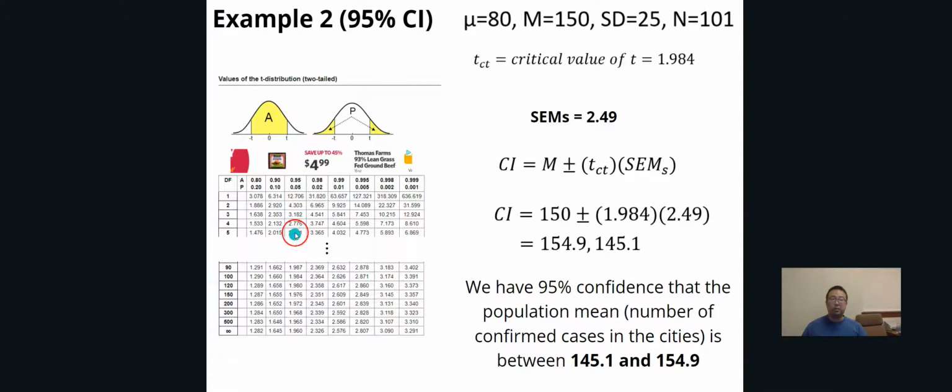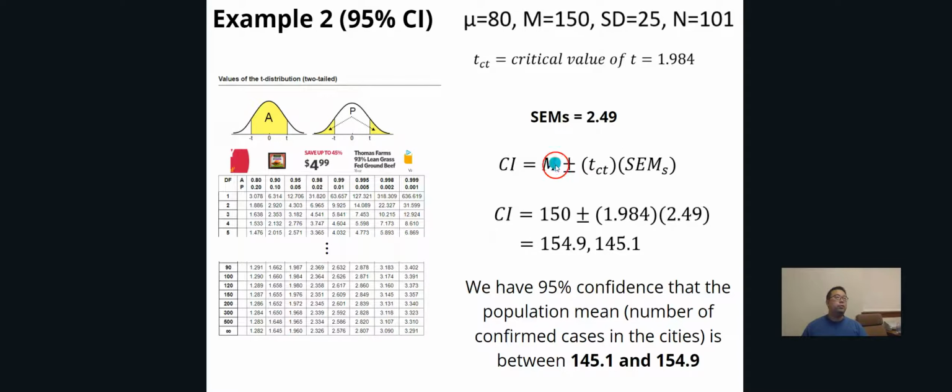For the 95% confidence interval, the intersection at 100 and 0.05 is 1.984. So 1.984 is the t-critical, and the SEM is calculated as 25 divided by the square root of 10. So it's around 2.49, or approximately 2.50. So the rounding error is not a problem.